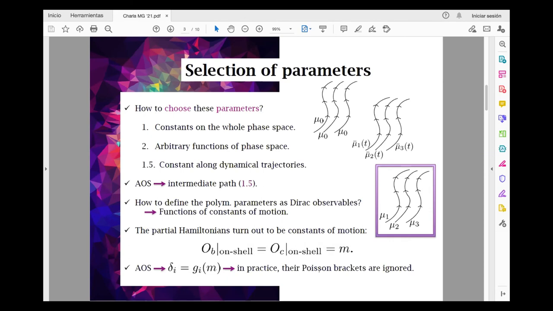So what the authors of these works did originally is to choose these parameters as functions of the mass, which is supported by the fact that these parameters satisfy three properties that they enunciate. And in practice, this means that the Poisson brackets are ignored in the derivation of the dynamical equations.